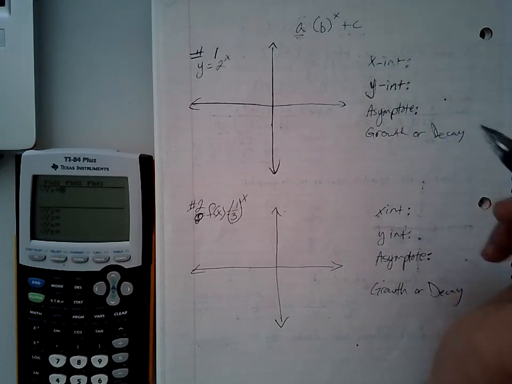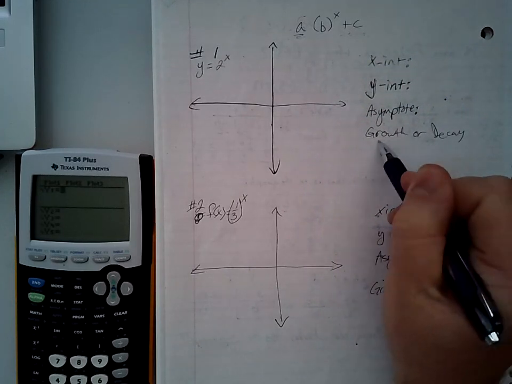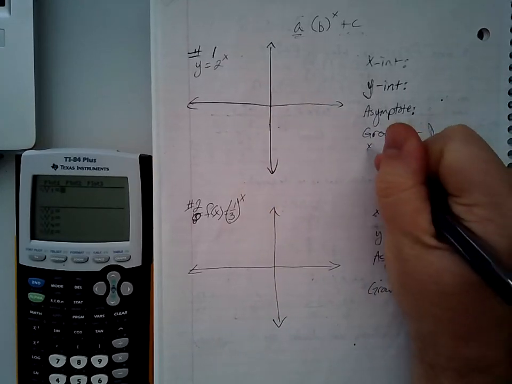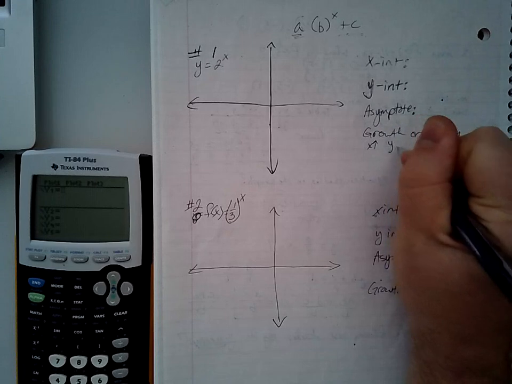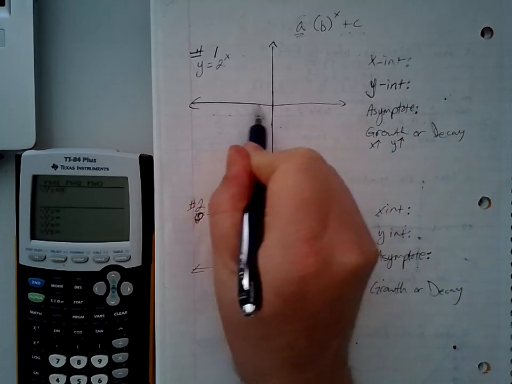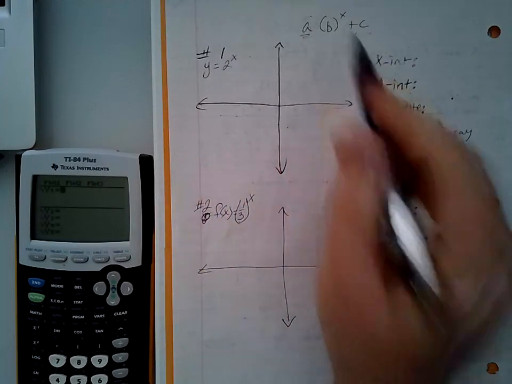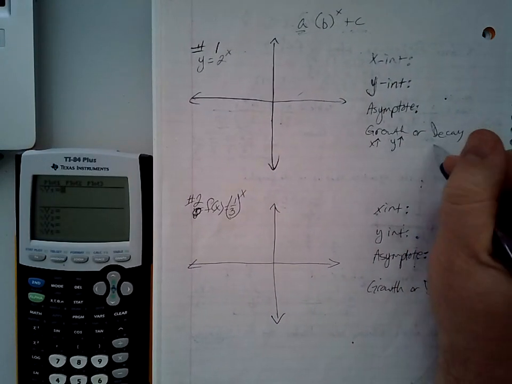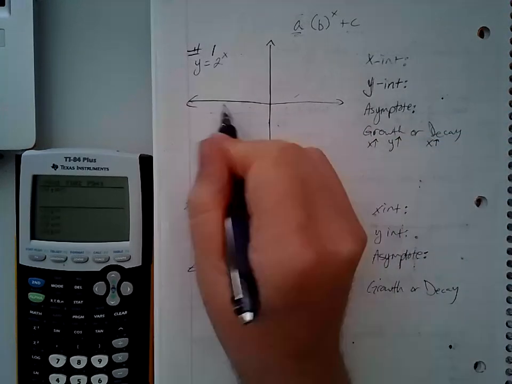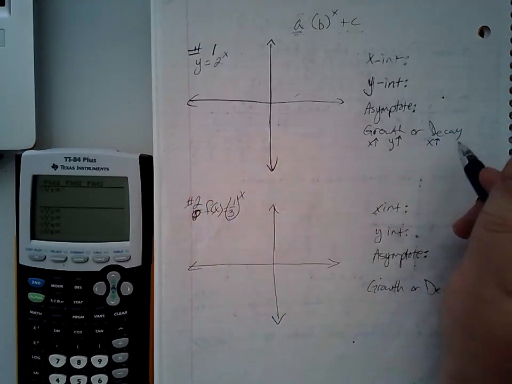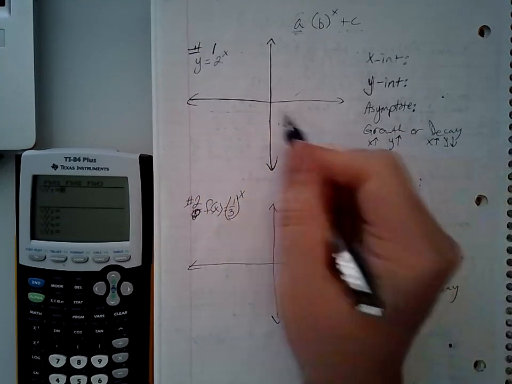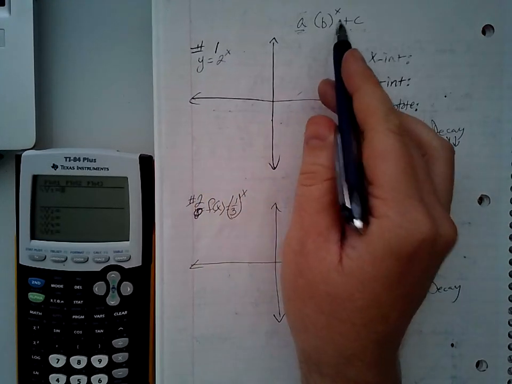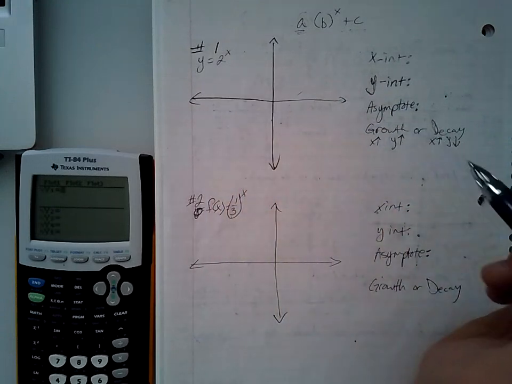Another thing I would like you to add to this is growth or decay. I would like you to identify each of these as growth or decay. As a reminder, when x is increasing and y is also increasing, so when we move from the left to the right and we're moving up slowly or quickly, that's considered growth. When x is increasing, so when we move from the left to the right, and y is decreasing, going down, that's decay. So anything trending this direction is growth, anything trending this direction is decay.